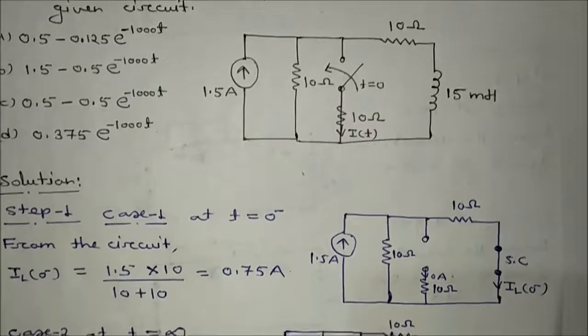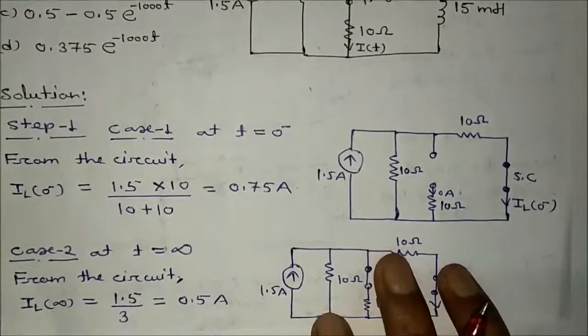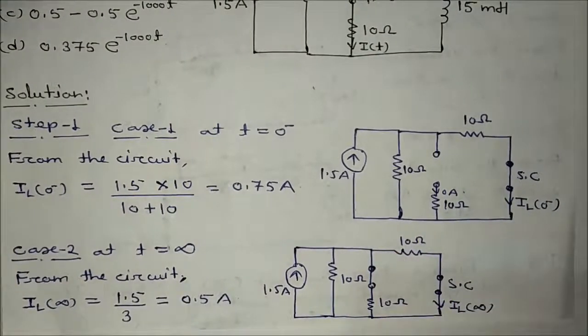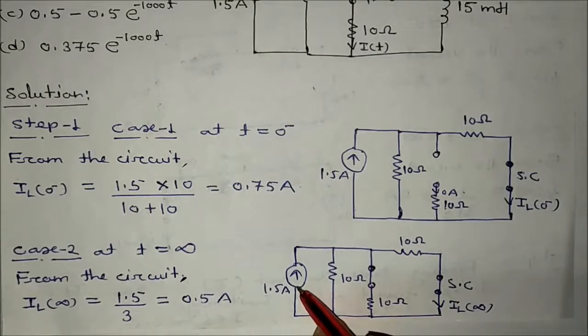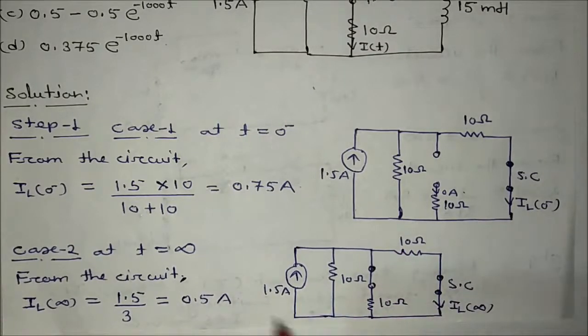Now case 2: at t equal to infinity, what will happen? The switch is closed now, and the inductor is short circuited. Now iL(infinity) you can easily calculate. These three equal 10 ohm resistances are in parallel with a current source, so all the current will be divided equally. How much will you get? That is 1.5 ampere divided by 3, that is equal to 0.5 ampere. So step 1 is over.